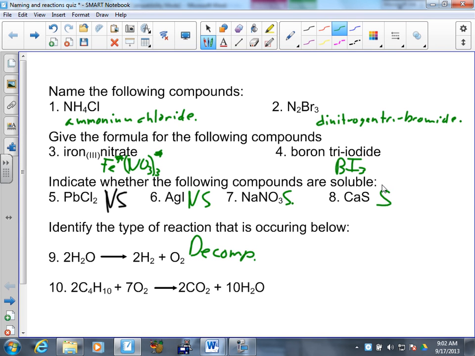All right, and for number 10, I've got a carbon and hydrogen containing compound reacting with oxygen to produce carbon dioxide and water. Only one kind of reaction like that. Combustion. Give them a mark out of 10. Let them see it. Put it in the box.